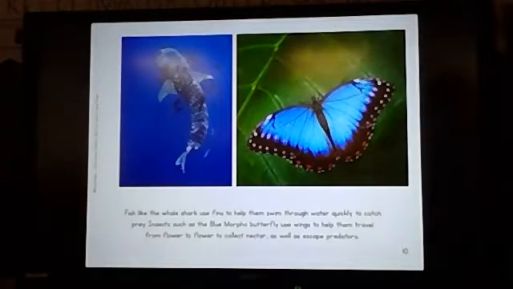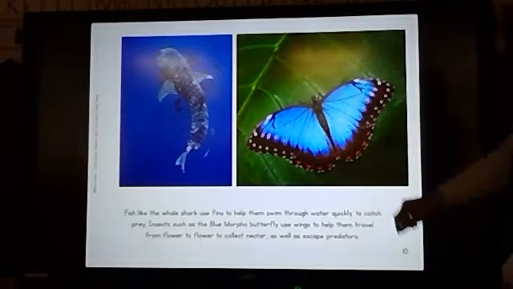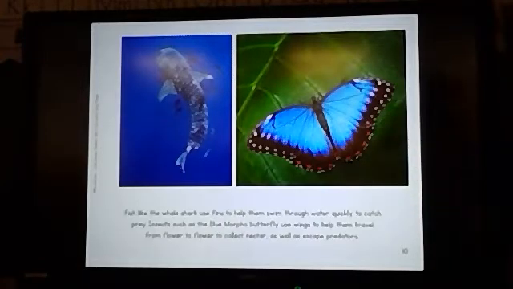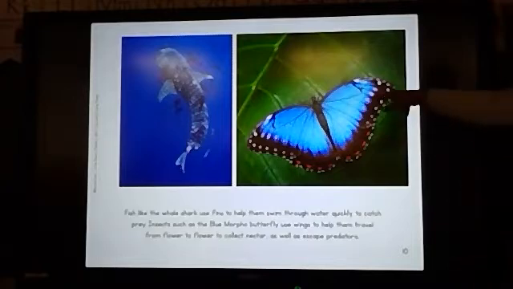Fish, like the whale shark, use fins to help them swim through water quickly to catch prey. Insects, such as the blue morpho butterfly, use wings to help them travel from flower to flower to collect nectar as well as escape predators. What a pretty color blue.